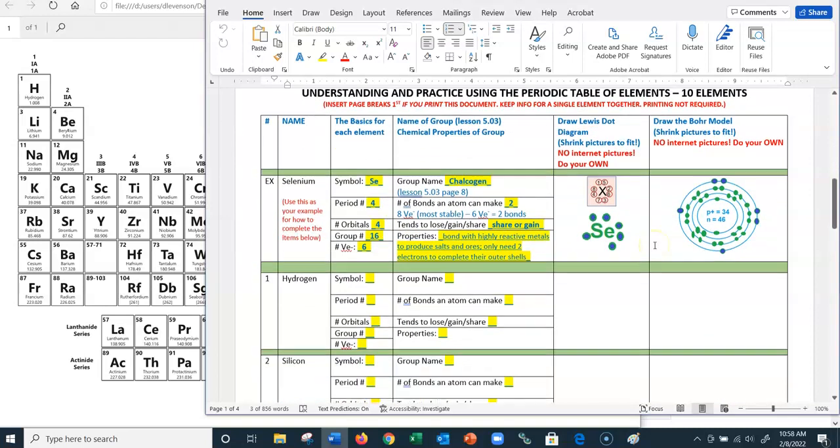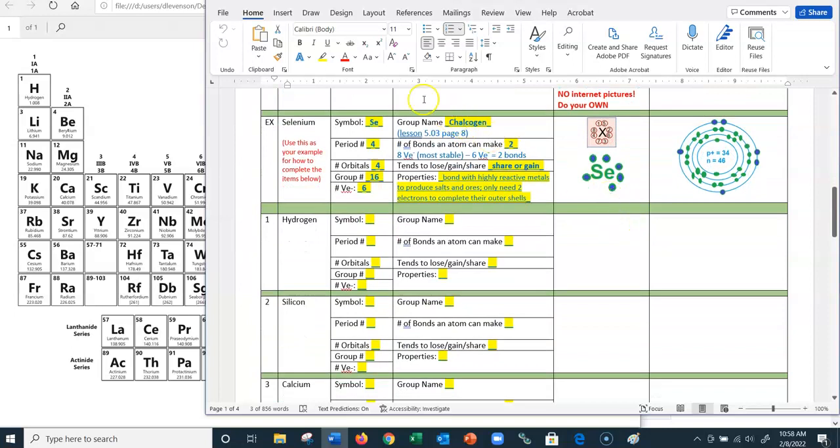Okay, let's actually look at this. I did an example for you, and the example is selenium. So let's find out where we got these answers, and then I'll help you do hydrogen, and the rest of them you are on your own.